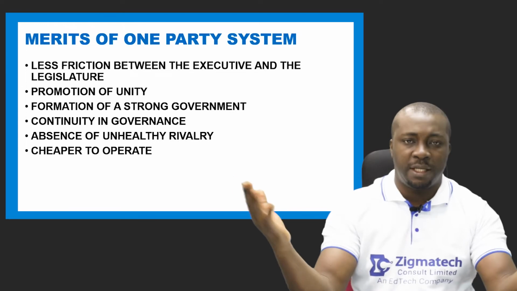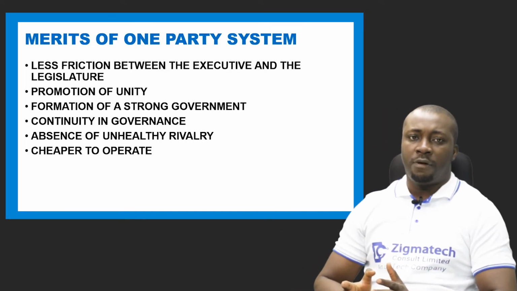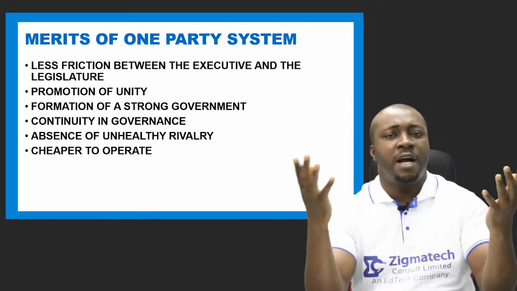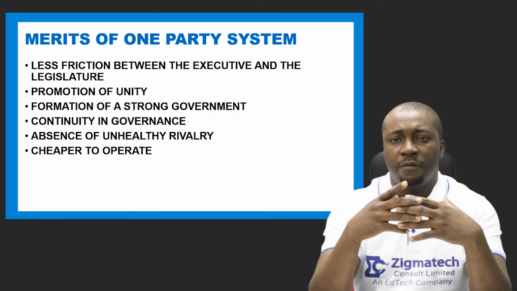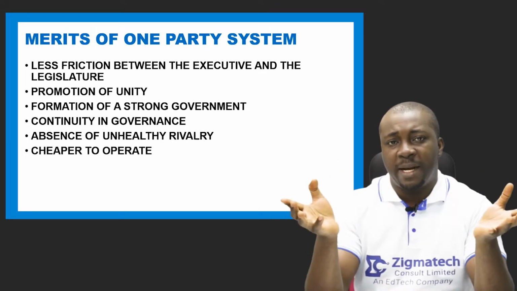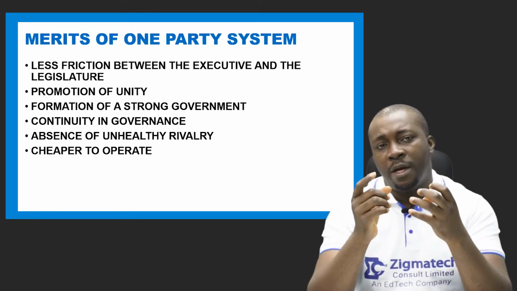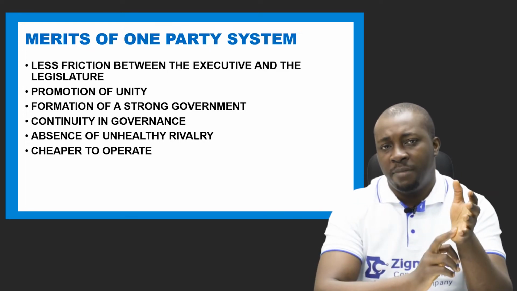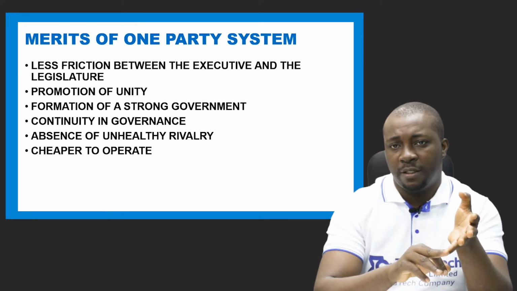Then we have absence of unhealthy rivalry. Why do we say absence of unhealthy rivalry? This is because we don't have different parties. We don't have factional groups. So because of that, unhealthy rivalry is reduced to the barest minimum. Unhealthy rivalry, we're talking about things like electoral violence.